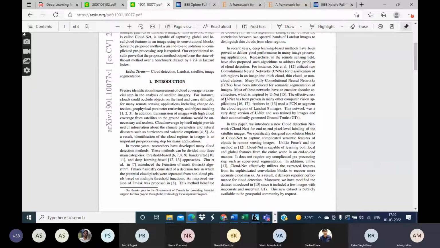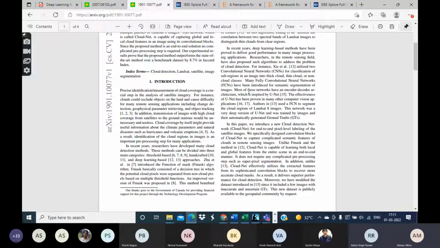Okay, in recent years, deep learning based methods have been proved to deliver good performance in many image processing applications. Researchers in the remote sensing field have also proposed such algorithms to address the problems of cloud detection. For example, Zhai et al. utilized two CNNs for classification of subregions in an image into thick cloud, thin cloud, or non-cloud. Many fully convolutional neural networks have been introduced for semantic segmentation of the images.